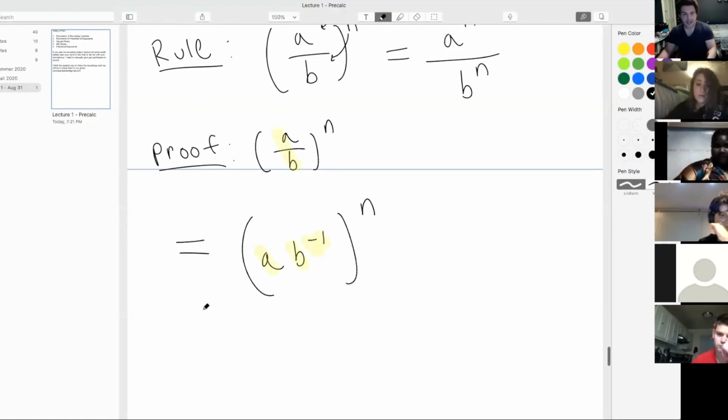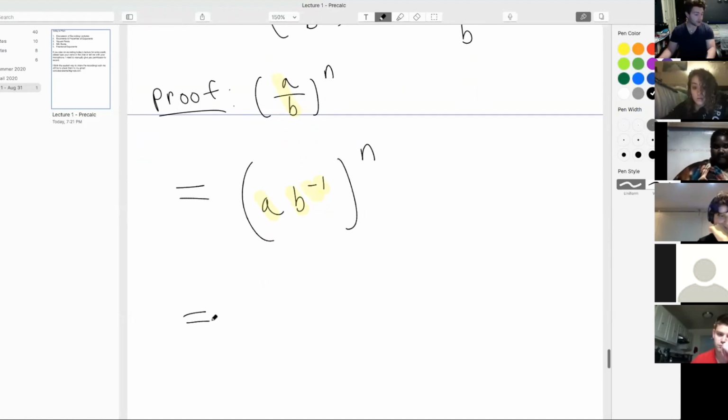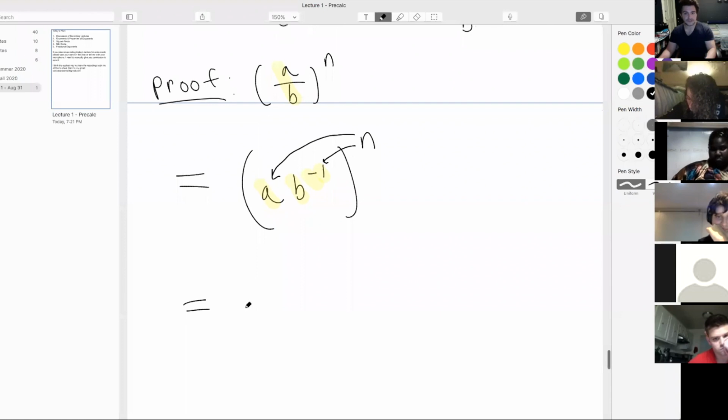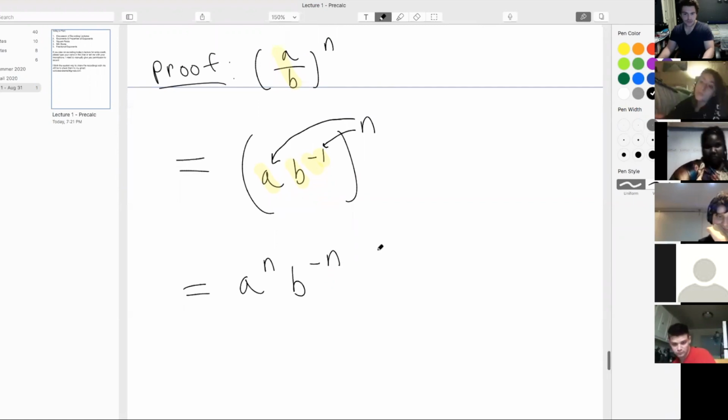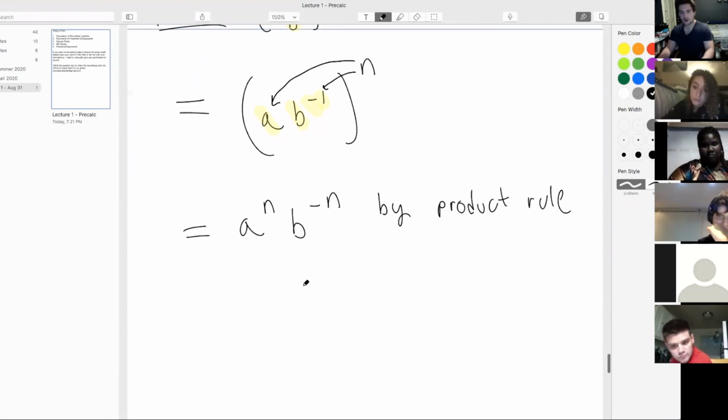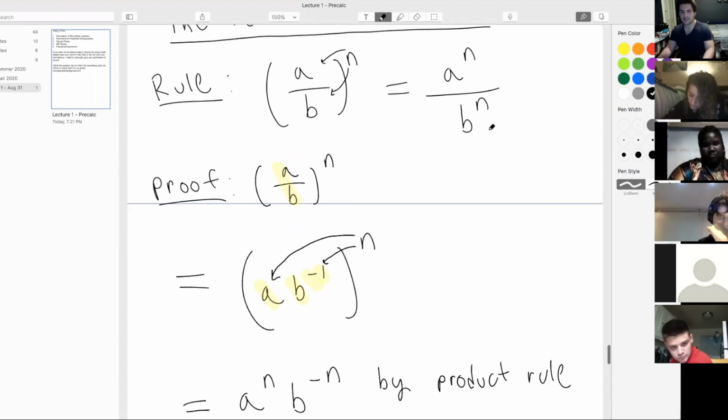Okay, good. Now I have a product raised to a power. I can move this n to each factor by the product rule. So this is a to the n multiplied by b to the minus n, because I multiply negative 1 by n and get negative n on that one. So this was by the product rule. Yeah, that's what we called it. Does anyone see the last step? How do we get to this?